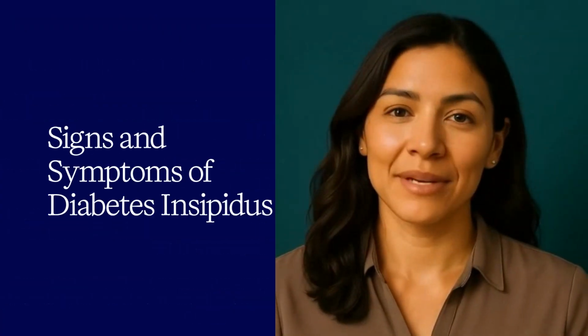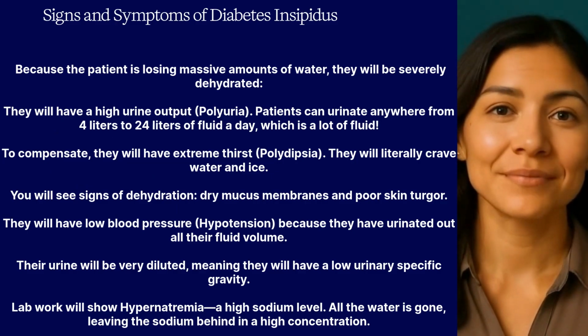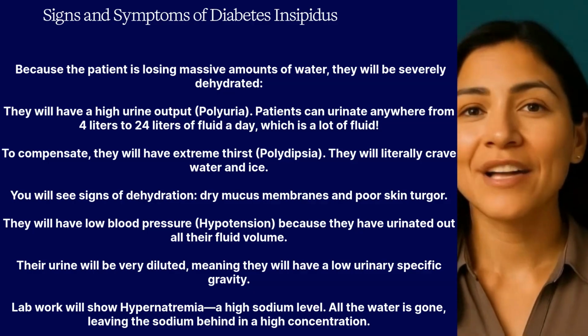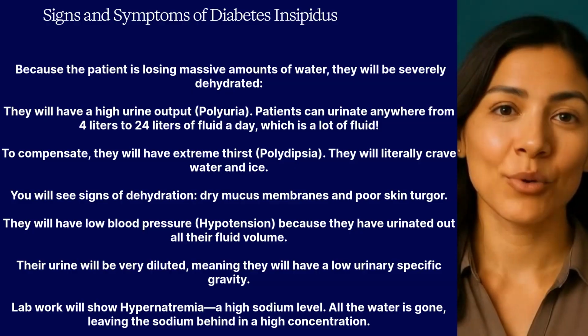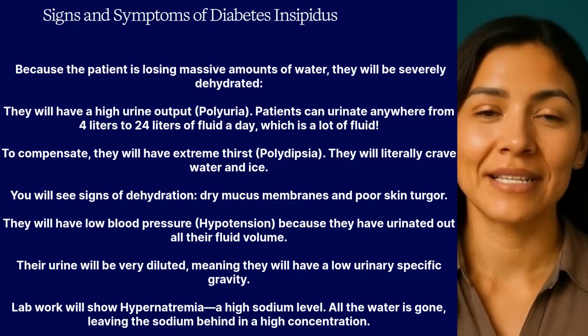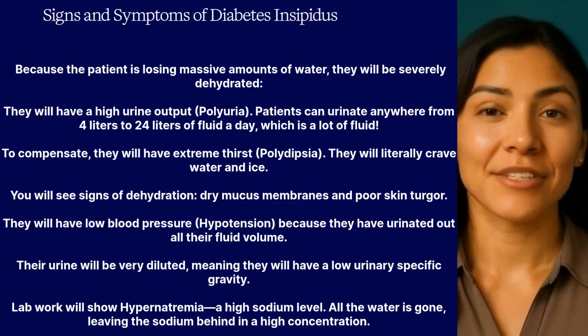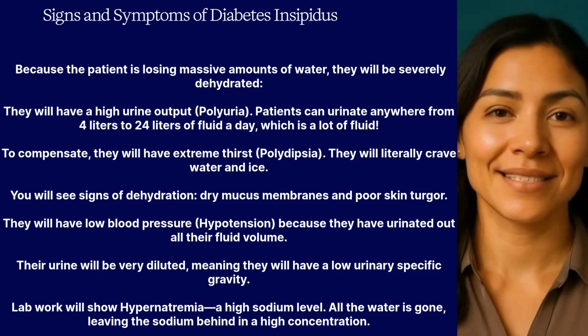Signs and symptoms of diabetes insipidus. Because the patient is losing massive amounts of water, they will be severely dehydrated. They will have a high urine output, polyuria. Patients can urinate anywhere from 4 liters to 24 liters of fluid a day, which is a lot of fluid. To compensate, they will have extreme thirst, polydipsia. They will literally crave water and ice.